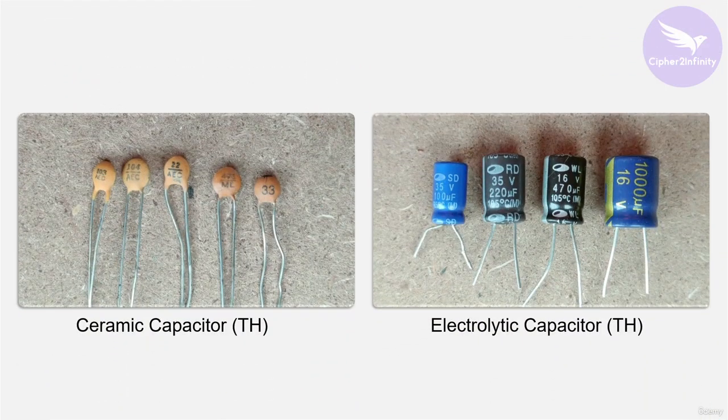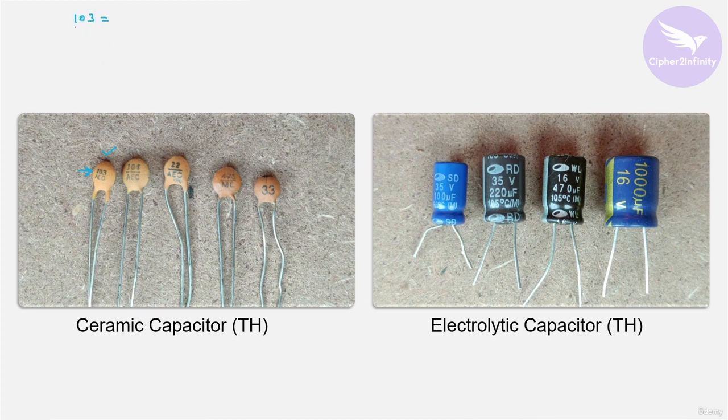So now let me show you how to calculate the value of a ceramic through hole capacitor and an electrolytic through hole capacitor. I had these capacitors with me, so let's calculate the values for all these capacitors one by one. First of all, let's consider this capacitor, and on top of this capacitor, 103 is written. Let's calculate the value for this capacitor. So I will write 103 here.